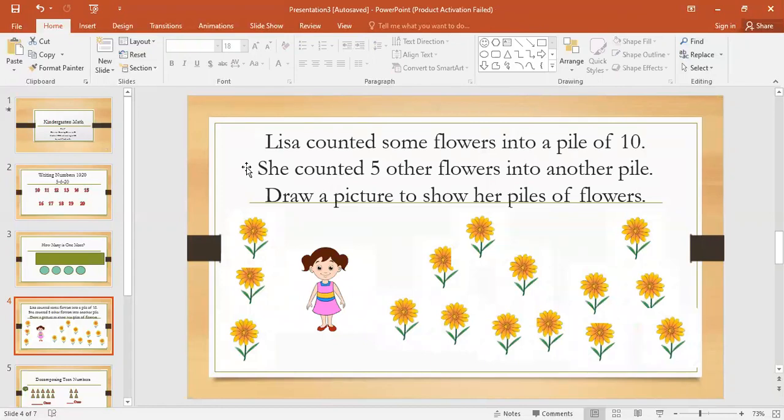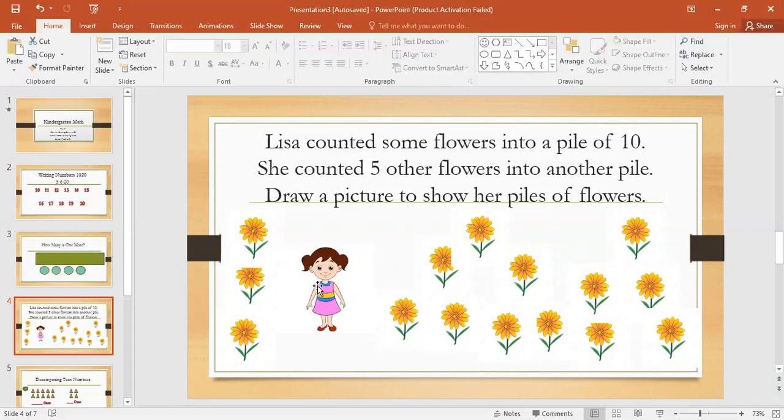Okay, guys, we're going to go on to our application problem before we begin our lesson. I'm going to read for you what this says up here, and then we're going to do a little work in our composition book. This says, Lisa counted some flowers in a pile of 10. She counted 5 other flowers in another pile. Draw a picture to show her piles of flowers. So we will do this together in your composition book. Please find a brand new page in your composition book, and you're just going to draw a picture after we go through this together.